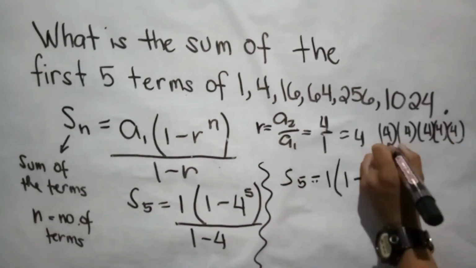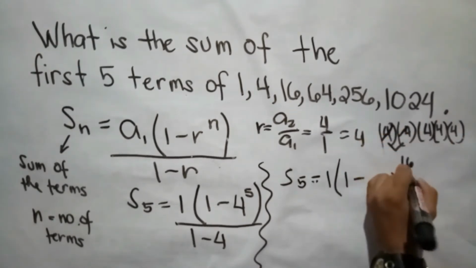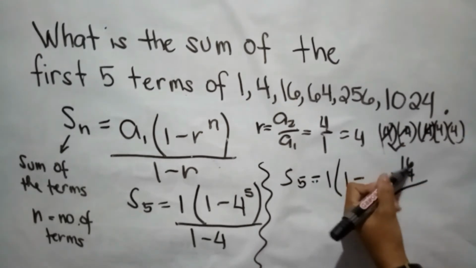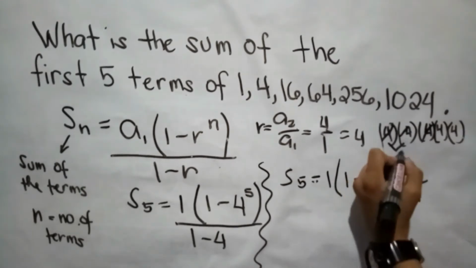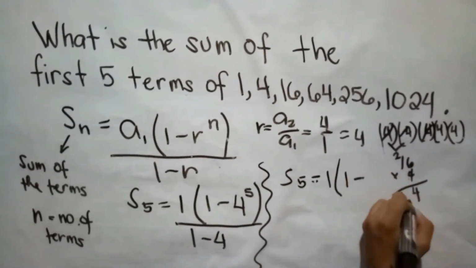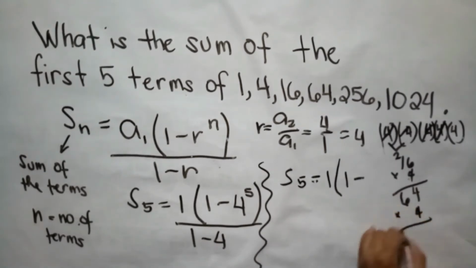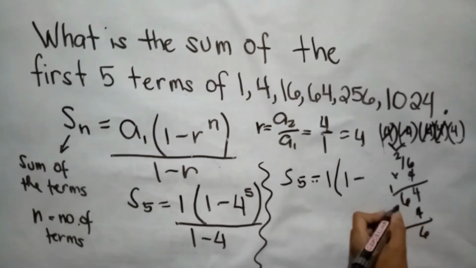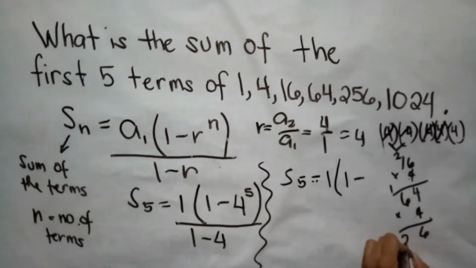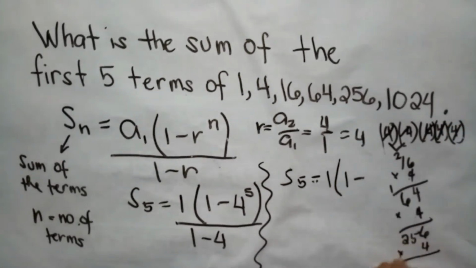Multiply. 4 times 4, 16. 16 times 4. 6 times 4, 24. 4 times 1 is 4 plus 2, 6. Another 4 times 4. 4 times 4, 16. 4 times 6, 24 plus 1, 256. And the last 4. 4 times 6, 24.